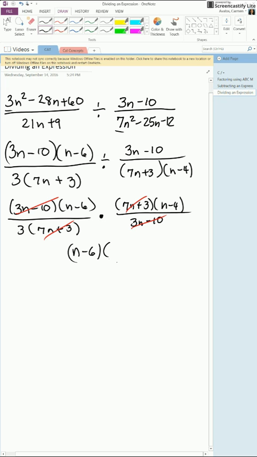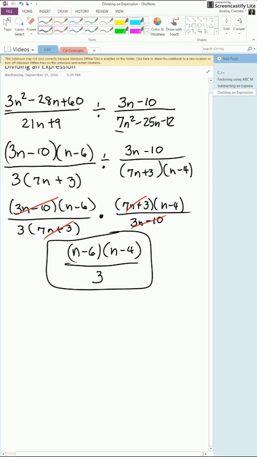Since it's multiplication, I could just write that n over 4, and on the bottom the only thing that's left over is that 3, so everything is divided by 3, and this is your final reduced fraction with the variable, which is called a rational expression, and they have nothing in common, so I've reduced it as much as I could.